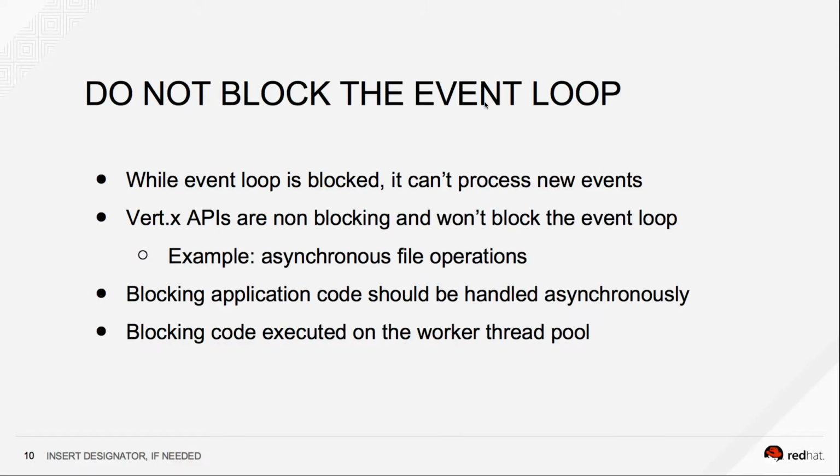This is the number one golden rule: never block the event loop. As we discussed earlier, the event loop processes one request at a time. If you have a long-running request, until it finishes, the event loop cannot process the next request, and that means all processing stops for all the other requests.